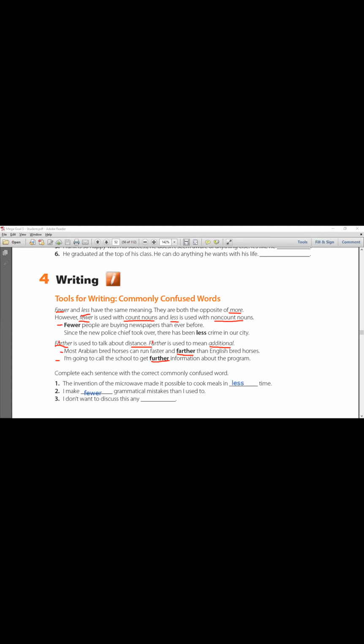Number three, I don't want to discuss this any what? Further. Yes, further. Thank you, Rahaf. Further. Thank you, Sarah, Maria, and Bayadir. So I don't want to discuss this any further. That's the meaning of that. I think it's very easy. What do you think, Talib? It's a new thing for us.